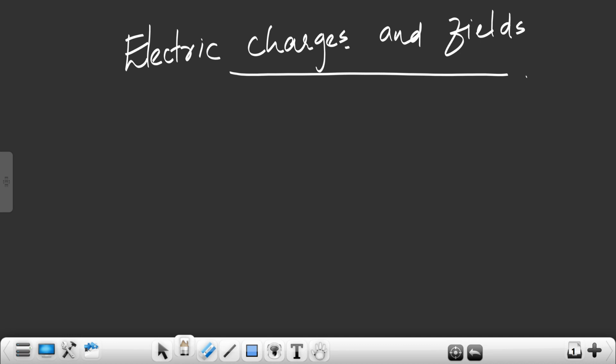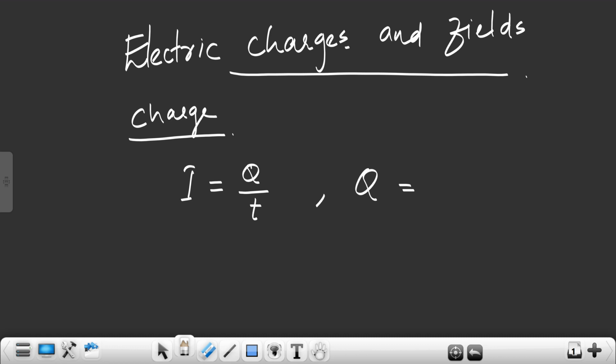First, let me ask you, what do you mean by charge? Charge is an intrinsic property of matter, or a fundamental property of matter. In our previous classes, we have studied the equation I is equal to Q by T, where I is the amount of current, Q is the charge and T is the time. From this equation, we can find the equation for charge: Q is equal to I into T.